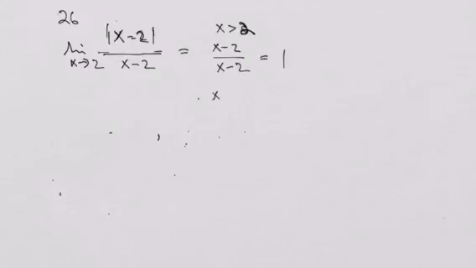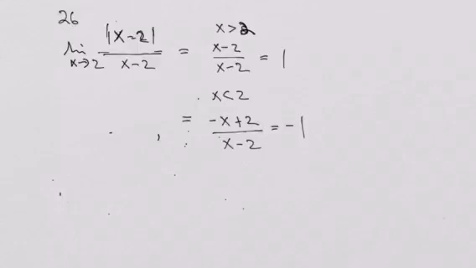Let's think about when x is less than 2. Then the absolute value does make a difference. The absolute value basically multiplies what's inside the absolute value by negative 1. So in the case where x is less than 2, what we'd really have is negative x plus 2 on top over x minus 2 on the bottom. And the top is the opposite of the bottom. So in the case where x is less than 2, what we have is negative 1.